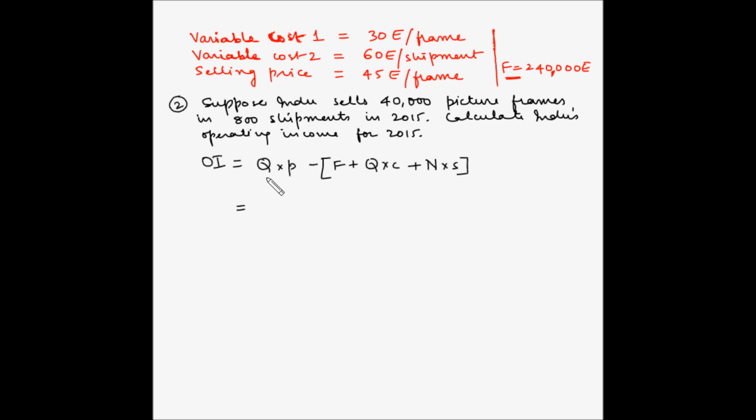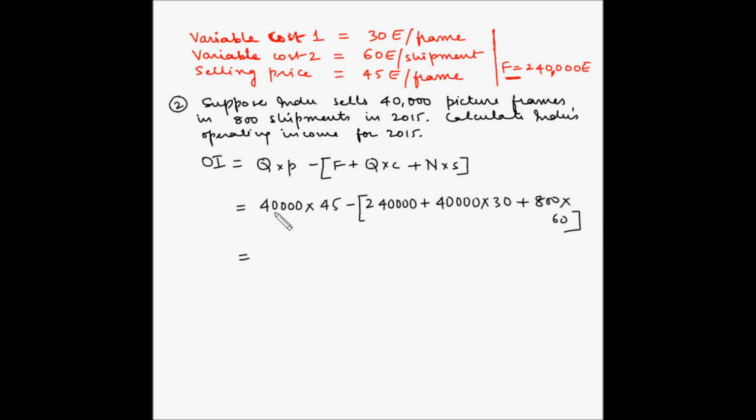So this is equal to Q, which is 40,000, P, which is 45, F, which is 240,000, plus Q, which is again 40,000, multiplied by C, which is 30, plus N, which is the number of shipments, which is 800, multiplied by S, which is the cost per shipment, which is 60.